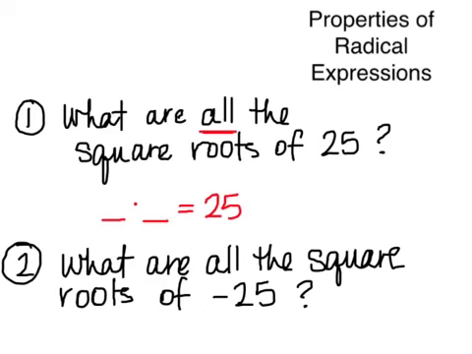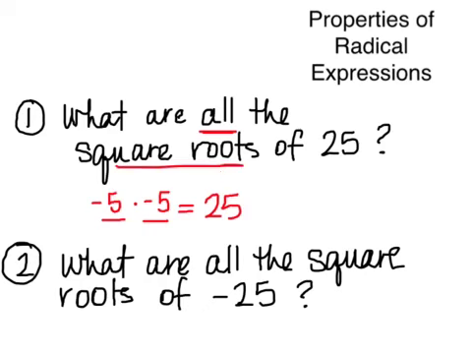Well, you may say, well, nothing. I mean, I can think of 1 times 25 and 5 times 5 and maybe some fractions times each other or something. But actually, if you think about it, negative 5 times negative 5 also gives you 25.